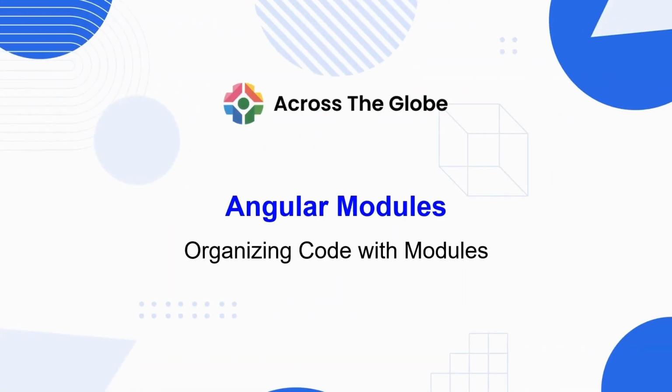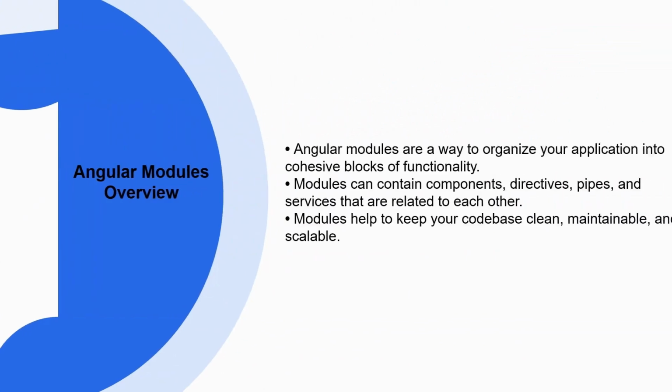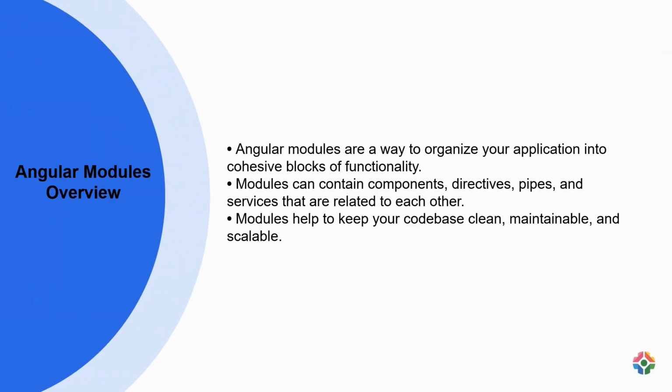Today we will learn about Angular modules. Angular modules are essential for structuring Angular applications. They segment the app into focused units of related features like components, directives, pipes, and services. By encapsulating these related items within modules, code becomes organized and easier to manage.